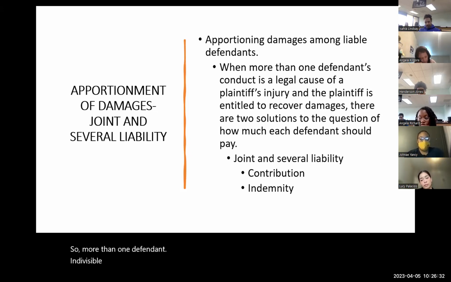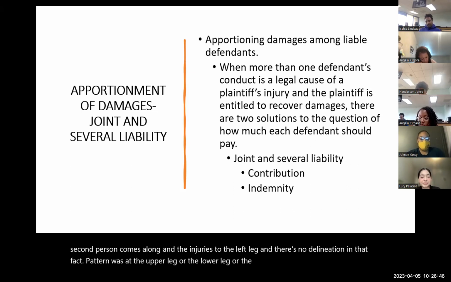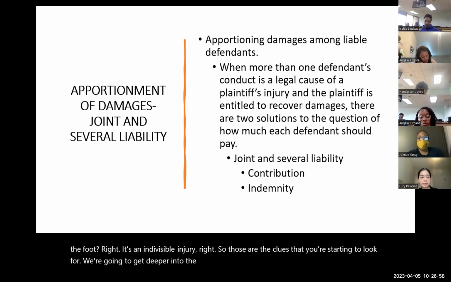Indivisible. That means that I can't divide the injury. The injury's to the left leg. And then the second person comes along and the injury's to the left leg. And there's no delineation in that fact pattern. Was it the upper leg or the lower leg, or was it the knee or was it the foot, right? It's an indivisible injury. So those are the clues that you're starting to look for. We're going to get deeper into the elements on the next slide.